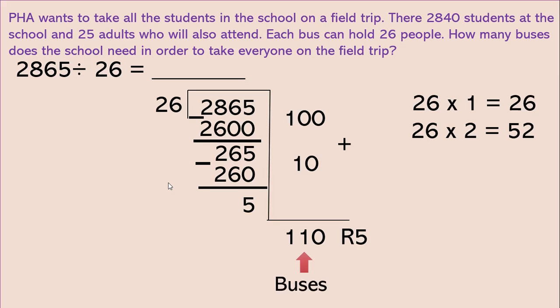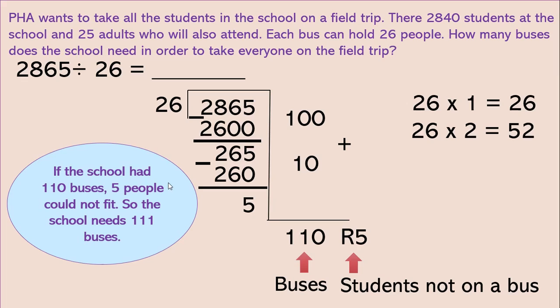Well, 110 represents the total number of buses. So, in order to get everyone on a bus, we'd have 110 buses, but 5 students would not be on a bus. We don't want to make someone not be able to go on the field trip. So what we're going to do is we need an extra bus to fit those 5 extra people. If the school had 110 buses, 5 people could not fit. So the school needs to get 111 buses in order to get everyone on the field trip.